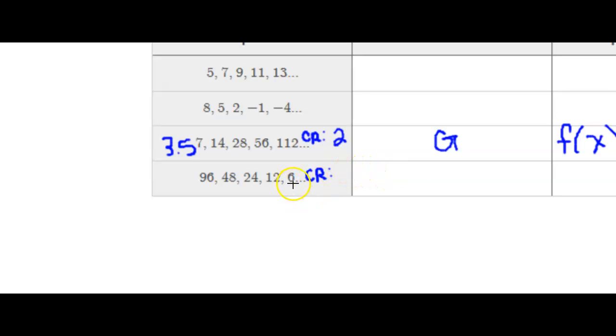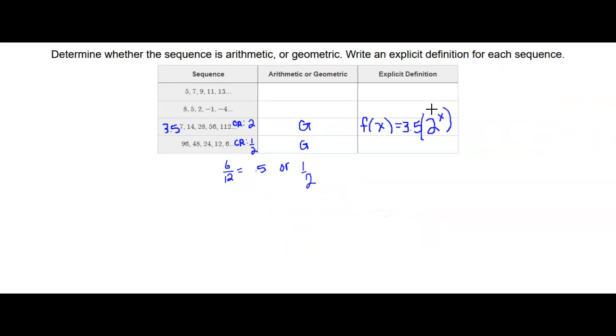Okay, so the common ratio, if you take 6 and divide it by 12, in a calculator it's going to tell you that is 0.5. We also know that the fraction 6 over 12 reduces down to 1/2. Okay, so for your common ratio, I'm going to use this fraction. So our common ratio here is 1/2. All right, we know it's geometric because it's multiplying by a constant every single time.